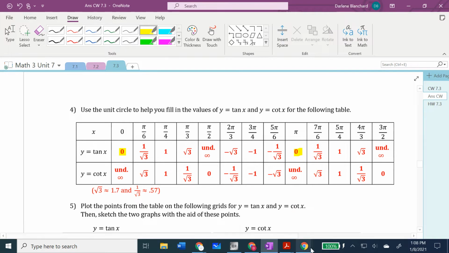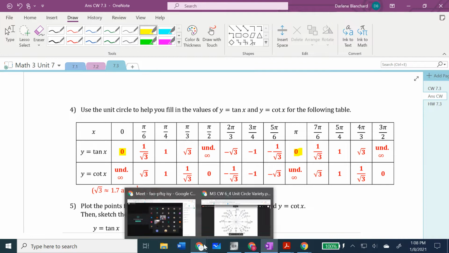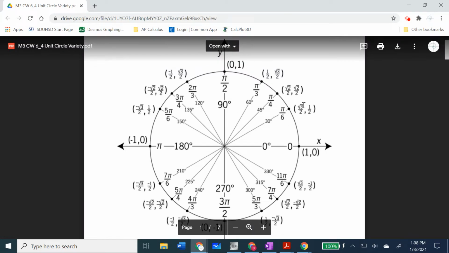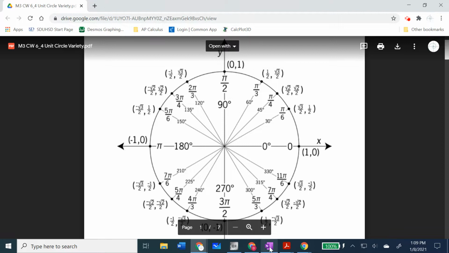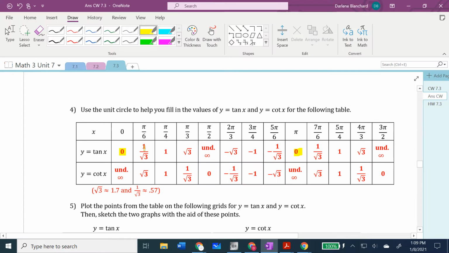Going back to the unit circle, the slope of the line that goes through pi over 6 is 1 divided by root 3. I can also look at it as sine divided by cosine. And the same goes for the opposite point at 7 pi over 6. So positive 1 over root 3 for pi over 6 and for 7 pi over 6. And I can keep going back and forth.